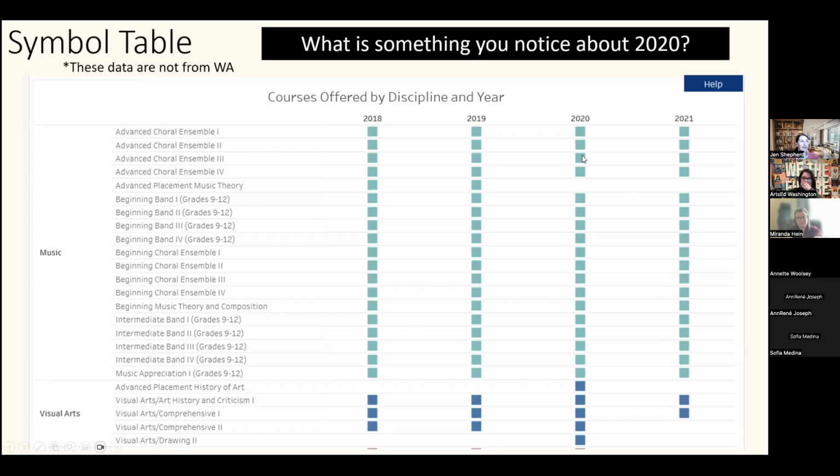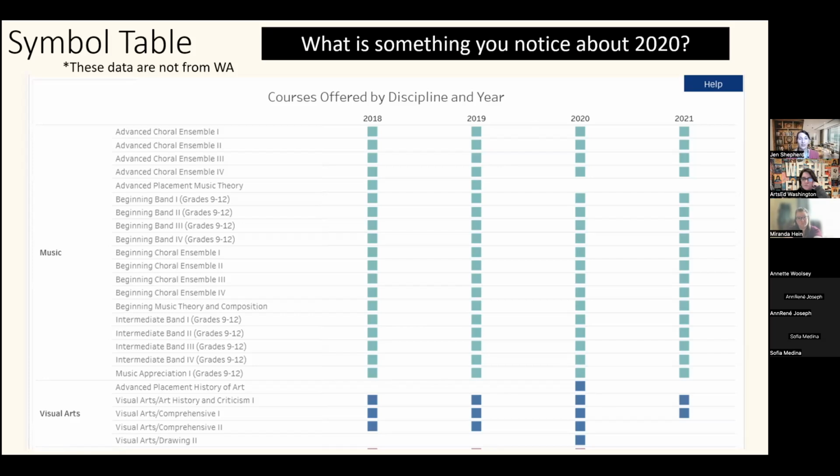So if you're scrolling down, right, boom, boom, boom, boom, hey, wait a minute, where'd that course go? Or if you pick one up that you didn't used to have before, that it catches your attention. So a very simple chart type, but I think it can give you a lot of information about what is and isn't offered and has that changed over time.